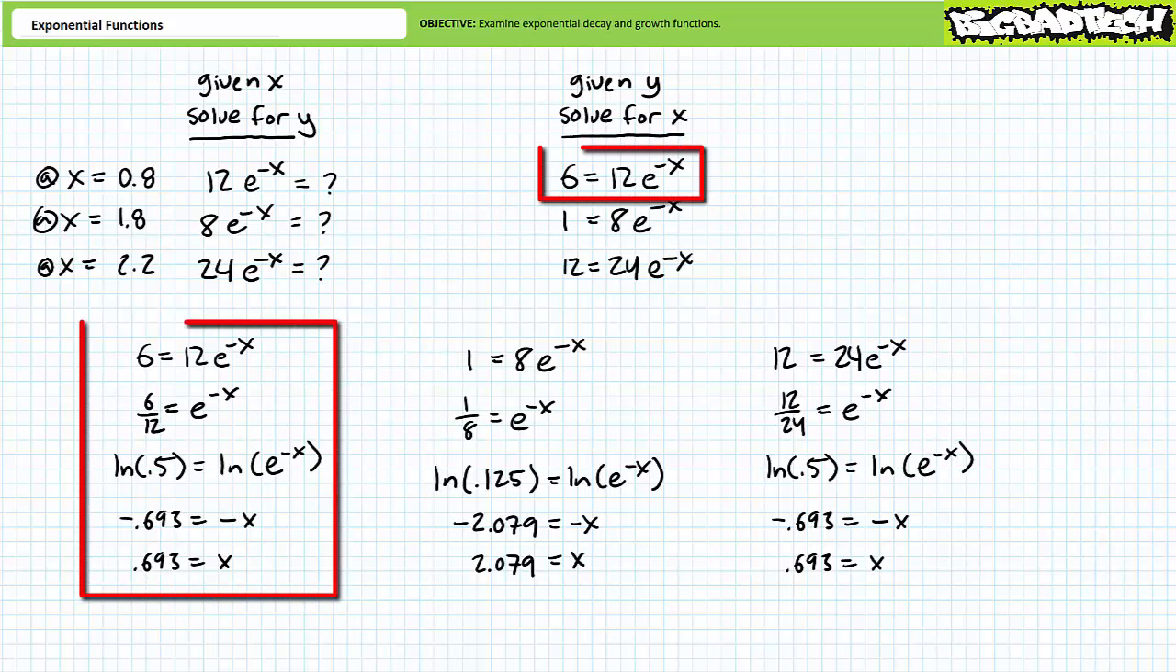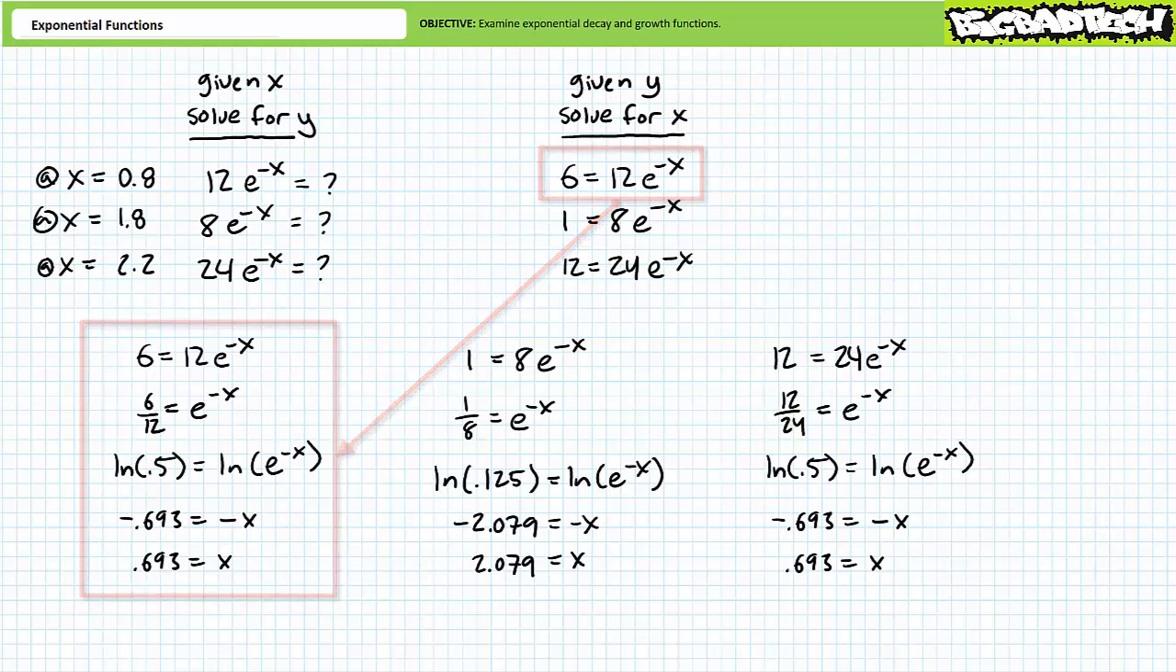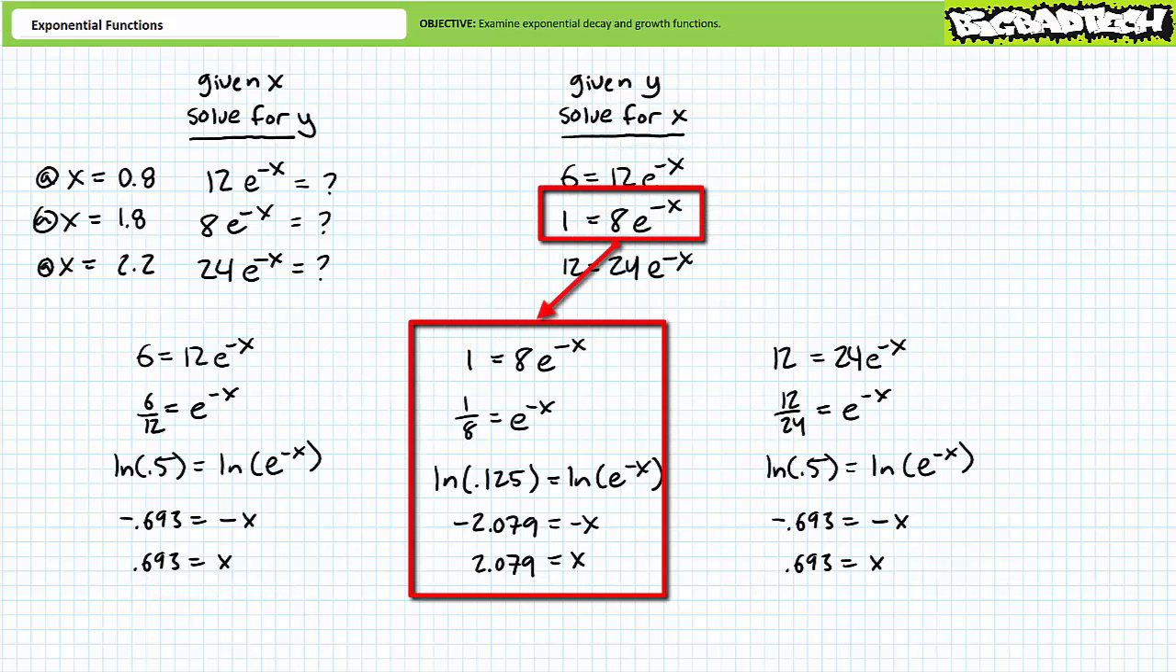For our second set at roughly x equals 0.693, 12 times e to the negative x should equal 6. This agrees with our earlier observations. 6 is half of 12, or 0.5. At roughly x equals 2.079, 8 times e to the negative x should equal 1. This again agrees with our earlier observations. 1 is 1/8 of 8.